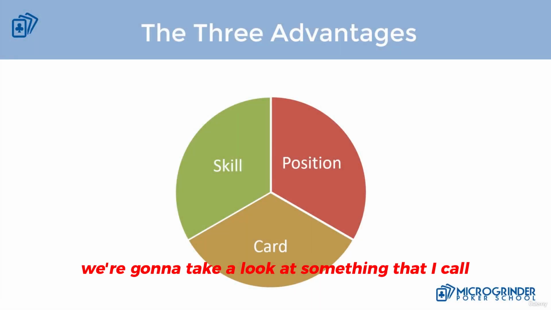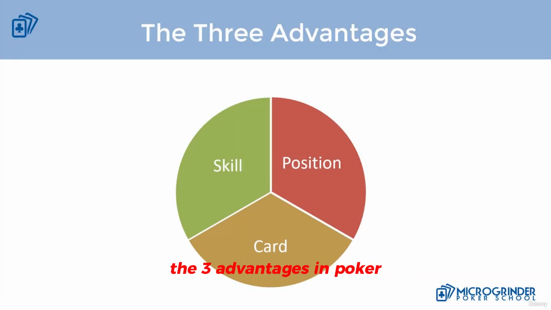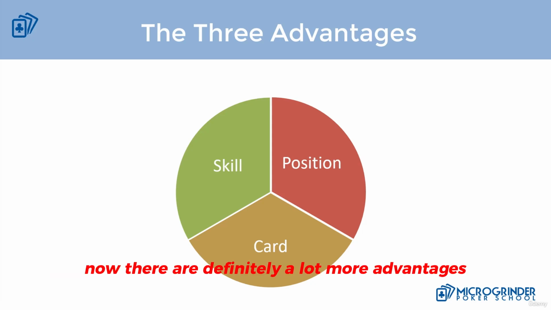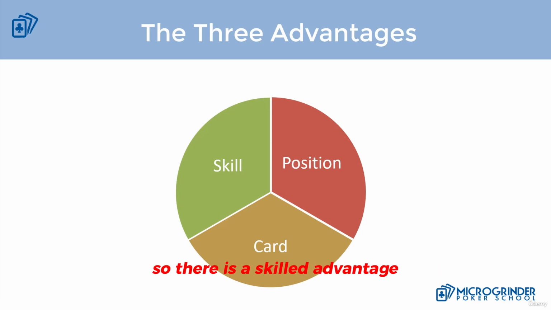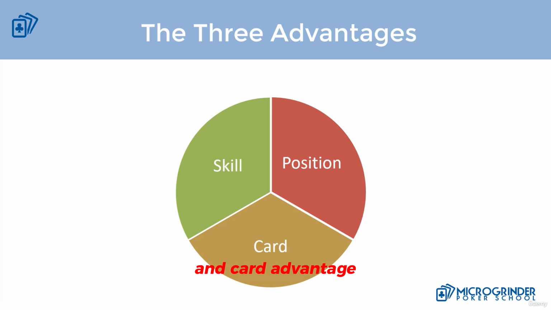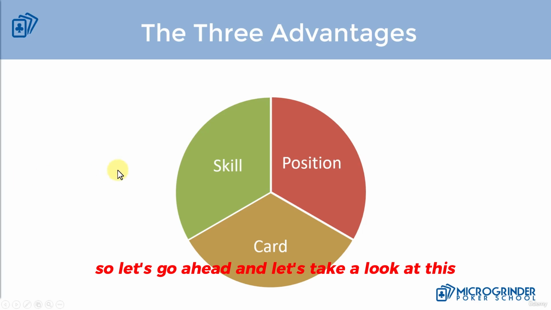In this video, we're going to take a look at something that I call the 3 advantages in poker. And this is a way that we can utilize various advantages in our game to help us to win a poker hand. Now, there are definitely a lot more advantages than just the 3 advantages that we have listed here on the screen, but this is just a very simplistic way to look at it from a high level perspective. So there is a skill advantage, a positional advantage that we already talked about on the last slide, and card advantage. So let's go ahead and take a look at this.